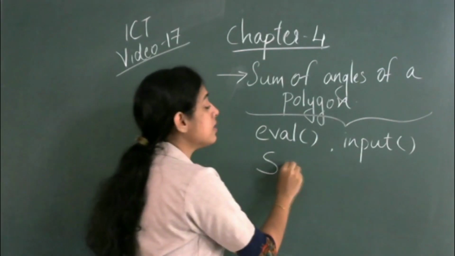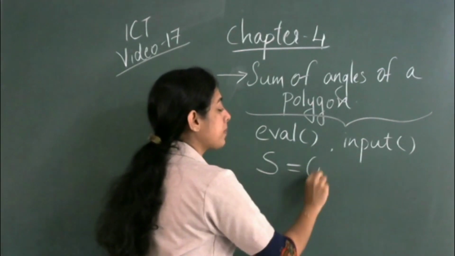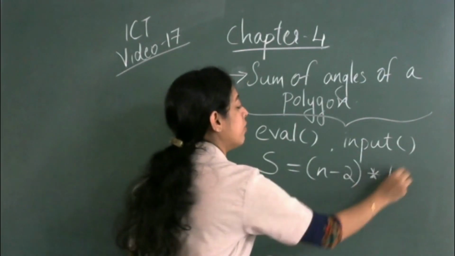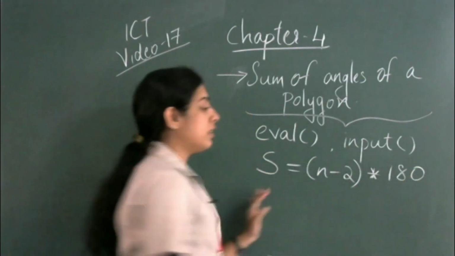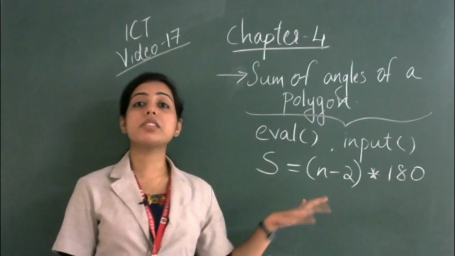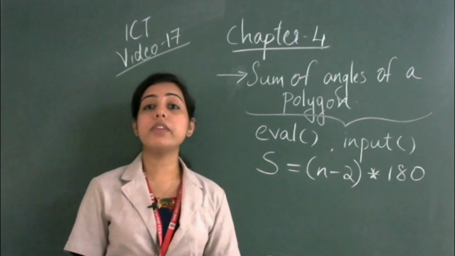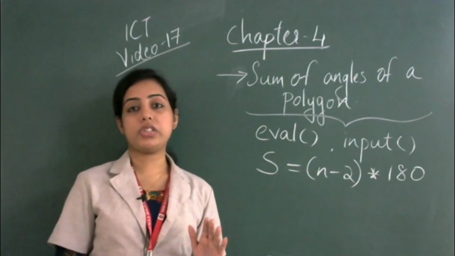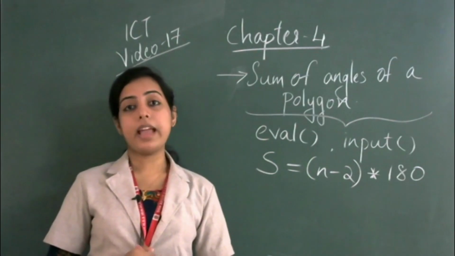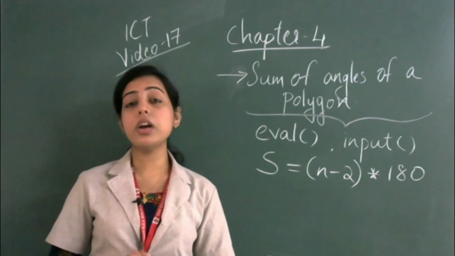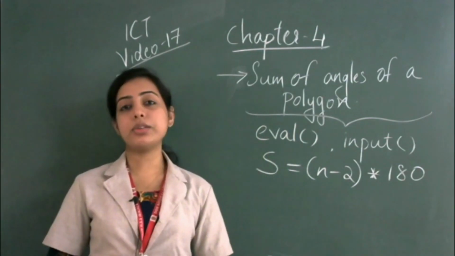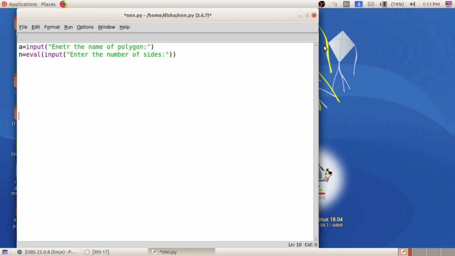The equation is S equal to (n minus 2) into 180. So we will specify the corresponding equation in our program, and based on this equation the computer will perform the operation. So we'll get the answer. So let's start with that activity. Activity 4.5 in your textbook, how to find the sum total of angles of a polygon. So let's do that activity, okay?